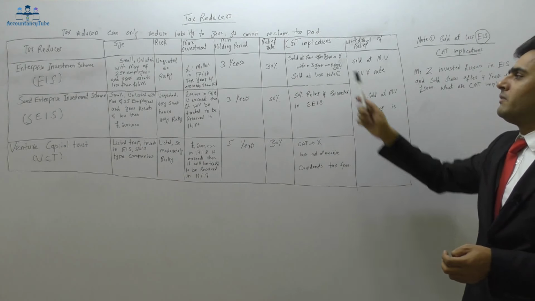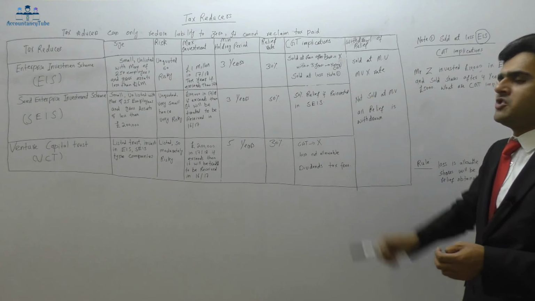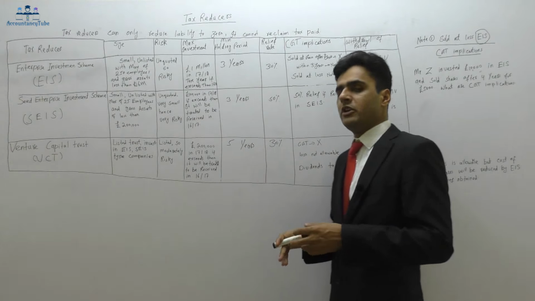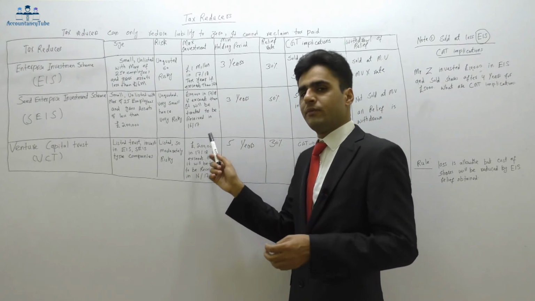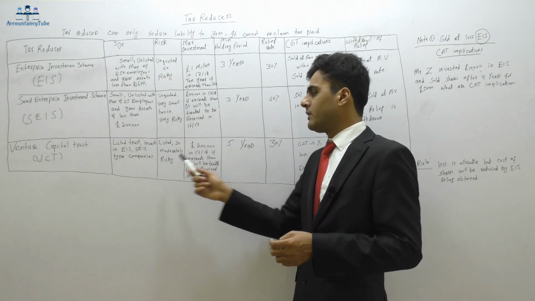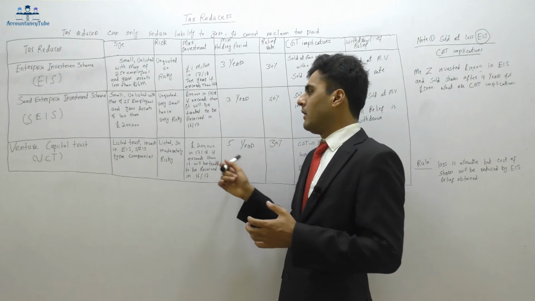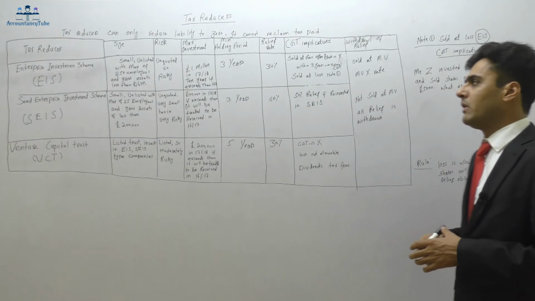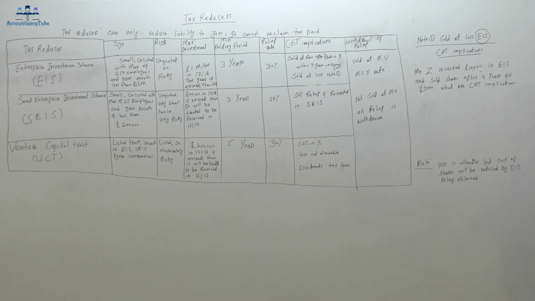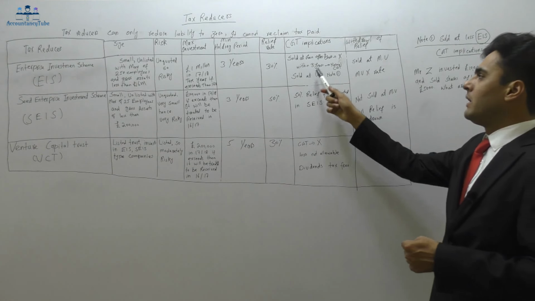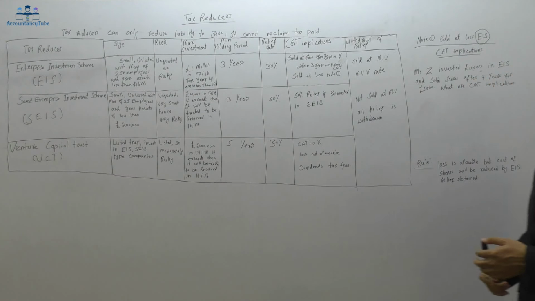However, if you have sold the shares within 3 years, it says normal CGT. So the normal CGT calculation is basically whatever amount you have sold it for, so you take the sales less whatever amount you have bought it for. Whatever the net amount is, that will be our capital gains. So if you have sold the EIS shares within 3 years, you'll have to calculate the CGT according to the normal CGT rules.